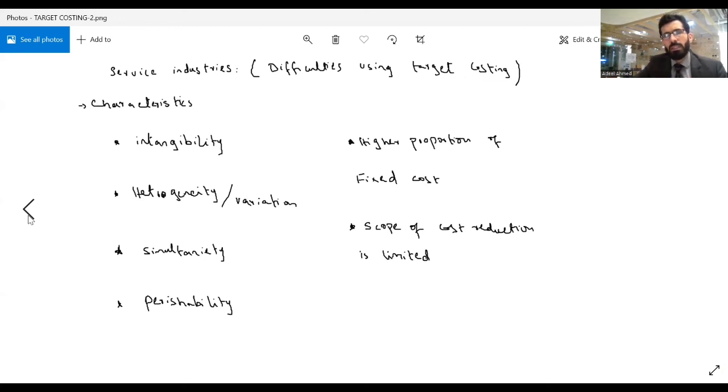So when you try to reduce the cost gap and you look at the cost, you realize that most of the costs are fixed, which cannot be reduced in the short term. In other words, the scope of cost reduction would be limited here. If a service organization tries to implement target costing, yes, they can, but when they try to reduce the cost gap, they might face challenges because the fixed cost, which is a major proportion of their total cost, cannot be reduced in the short term. So this is what we have as a topic from target costing.